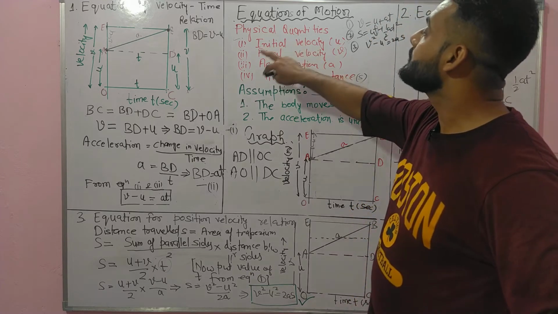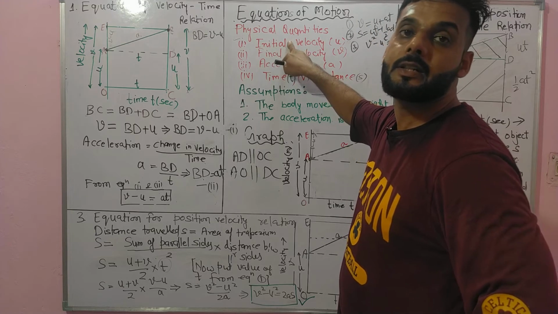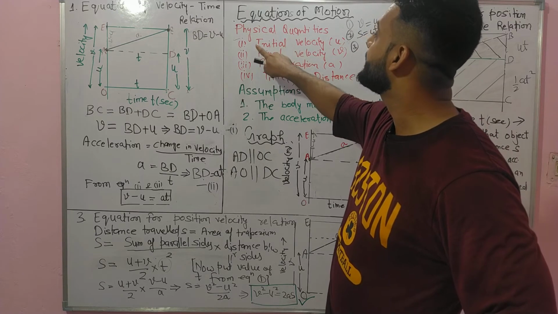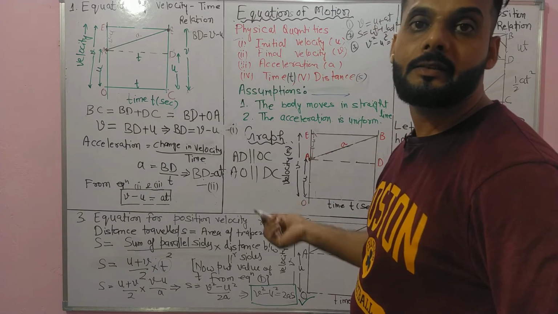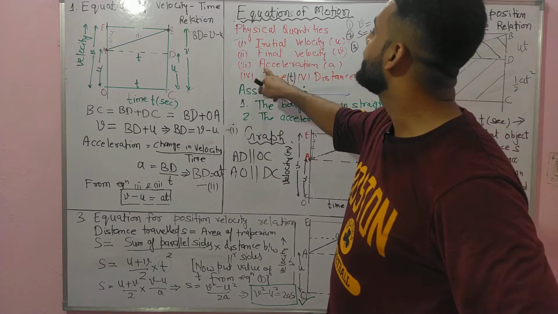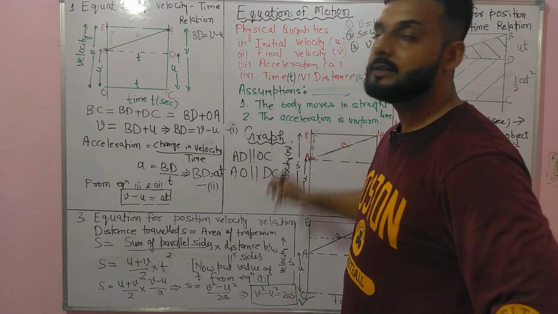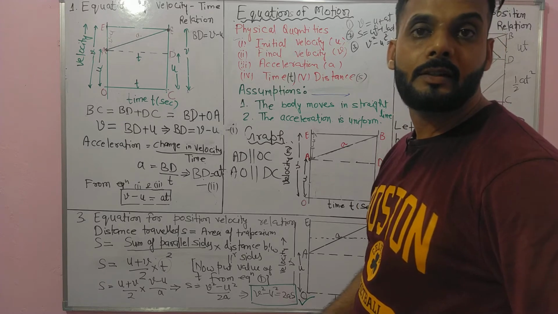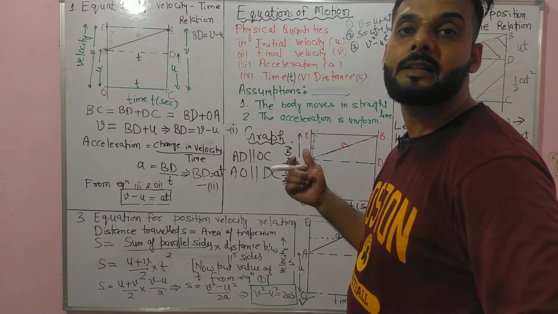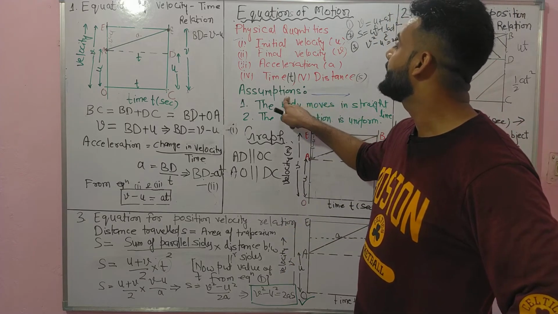Now, the physical quantities. The physical quantities are, first one is the initial velocity u, second one is the final velocity v, third one is the acceleration a, fourth one time, and fifth one distance. These are the 5 physical quantities that we will discuss in our chapter. Now we have 2 assumptions.